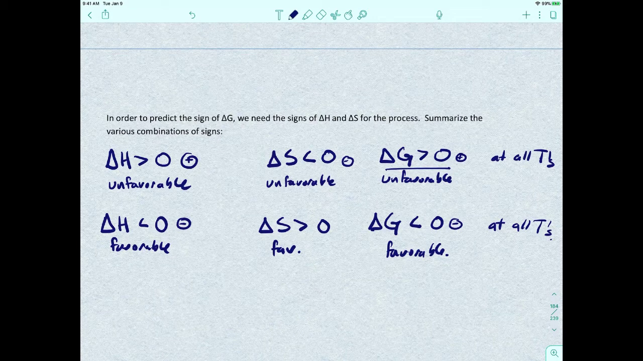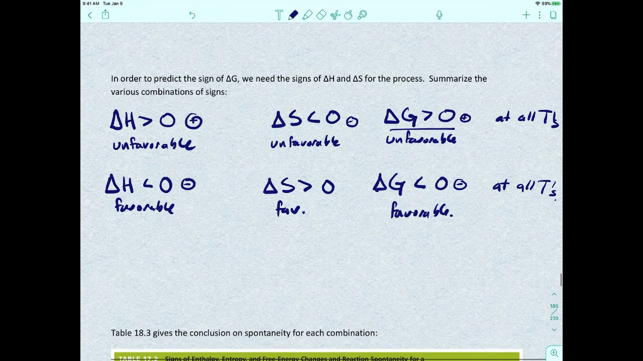If, let's say, everything is favorable, if delta H is less than 0, so it's favorable, and delta S is greater than 0, so that is also favorable, delta G is going to be less than 0, which means it's going to be favorable. Doesn't matter the combination, doesn't matter the temperature, it's always going to be that way. Now, here's the problem, though.